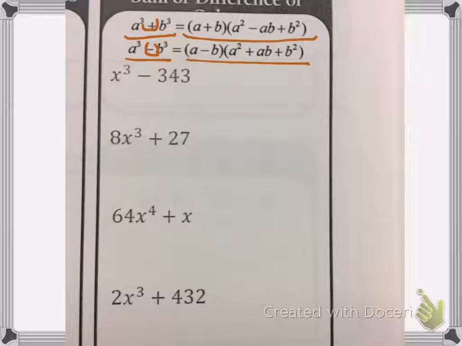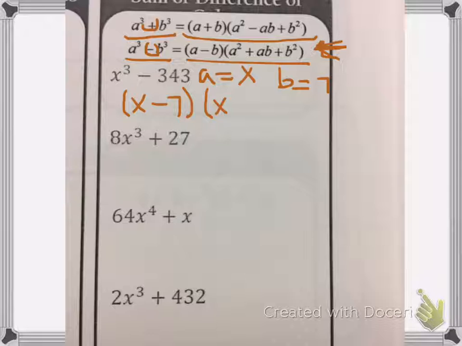So on this first problem, I'm going to have to decide what my a value is. It would be the cubed root of x cubed, so it will be x. And my b value would be the cubed root of 343, which would be 7. Because of the minus sign, I'm going to be using this formula that's down below here, with the minus sign in it. So I'm going to do x minus 7 because it's a minus b, then x squared plus 7x plus b squared. B is 7, 7 squared is 49.